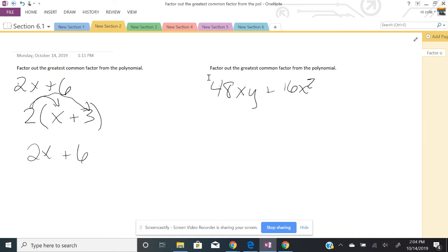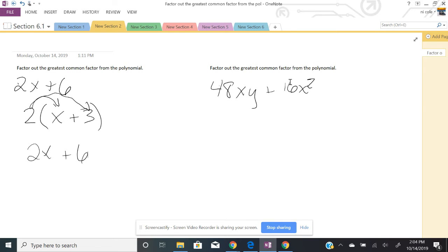Now let's look at 48xy and 16x squared. Okay, again, I always start with the numbers. What do they have in common? What's the largest number? Well, they both have 2 in common. What about 4? 4 goes into 16. 4 goes into 48. What about 6? 6 does not go into 16, so 6 is out. 8 goes into 16. Does 8 go into 48? It does. It goes in 6 times.